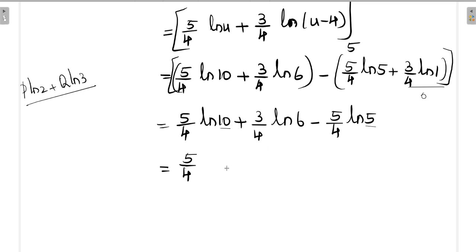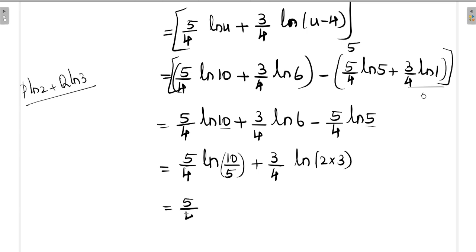ln A minus ln B is ln A by B. So ln 10 by 5 plus 3 by 4 ln 6, we can write in terms of 2 times 3. So ln 2 times 3. This is equal to 5 by 4 times ln 10 by 5, which is 2. So ln 2 plus 3 by 4 ln 2 plus 3 by 4 ln 3, because ln A into B is ln A plus ln B.